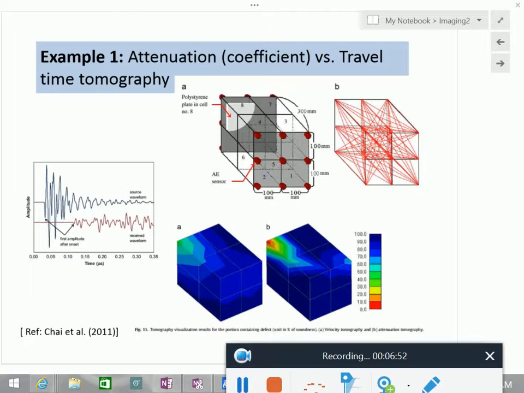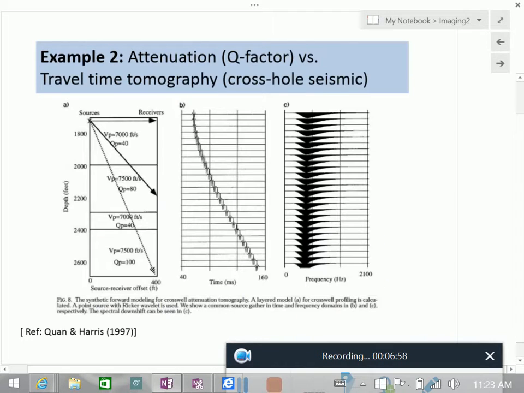So this is an example in non-destructive evaluation, concrete. How about site characterization?